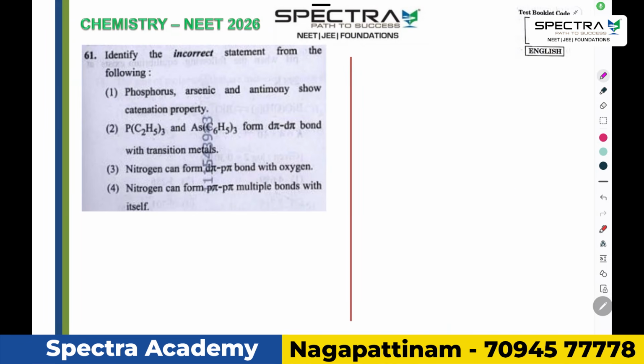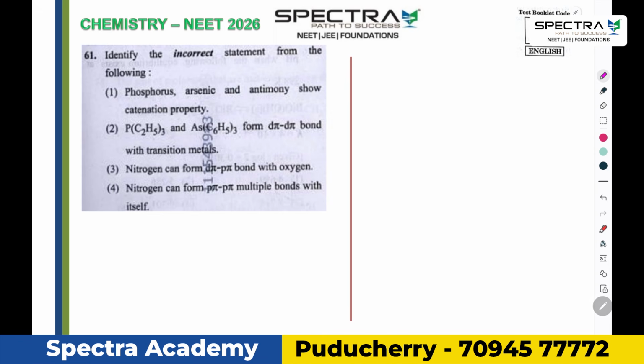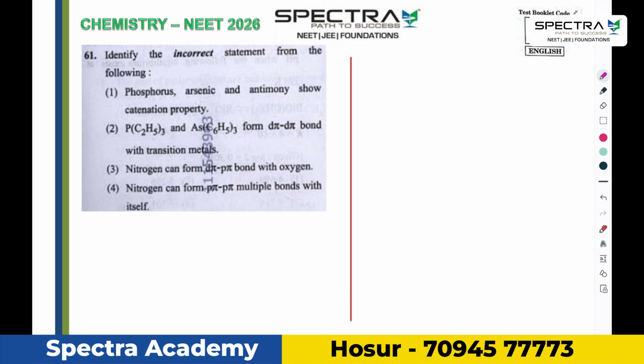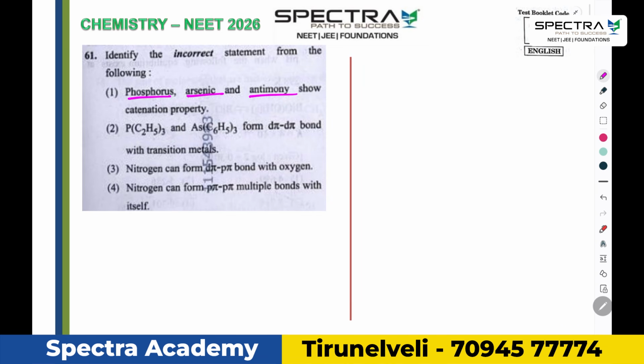Dear students, hope you all have done your NEET 2026 exam very well. The question paper was a moderate question paper only. We'll discuss questions from test booklet code 13. So question number 61. Identify the incorrect statement from the following. Phosphorus, arsenic, antimony show catenation property. So this is given in your NCERT. That is a correct statement.